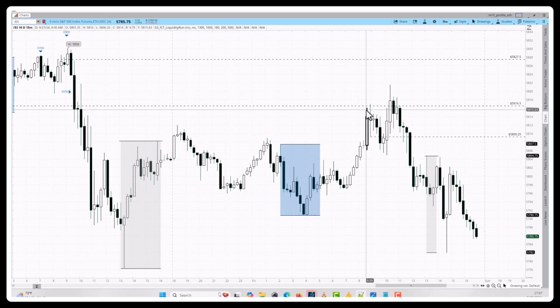However, on Friday, you see a similar thing happen right here. It raids one time. In this case, it's very powerful. It raids both the London high, which is buy side liquidity, and also the PM.